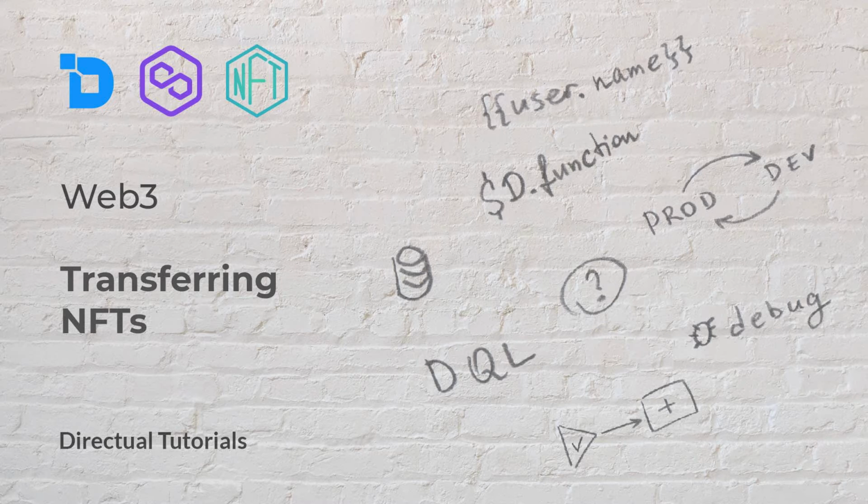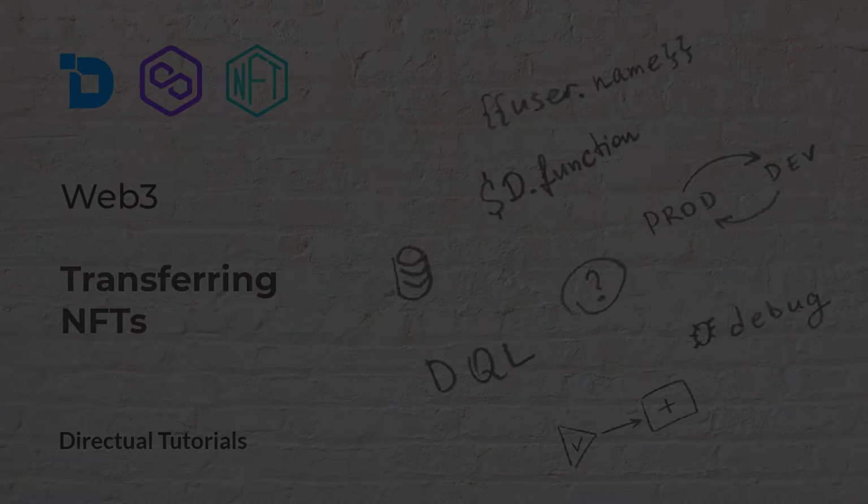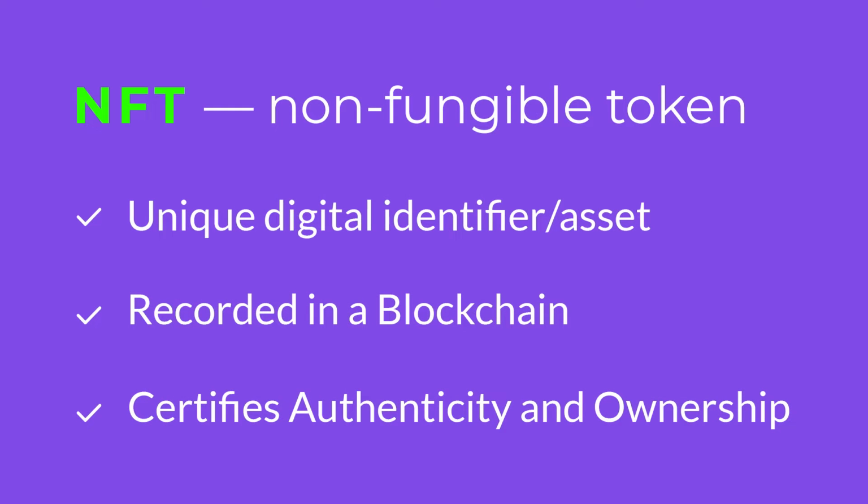In this video, we'll show you how to transfer NFTs from one wallet to another in Directual by using a scenario. NFT stands for non-fungible token. It's a unique digital identifier that can't be copied, substituted, or subdivided. It's recorded in a blockchain and used to certify authenticity and ownership.